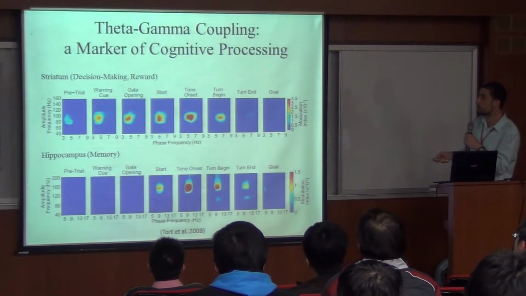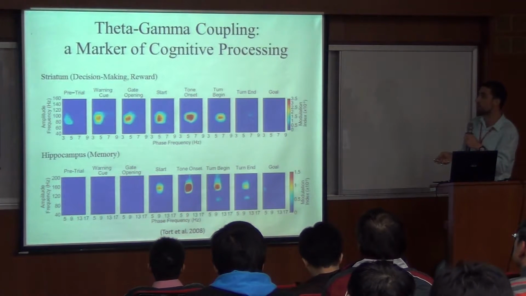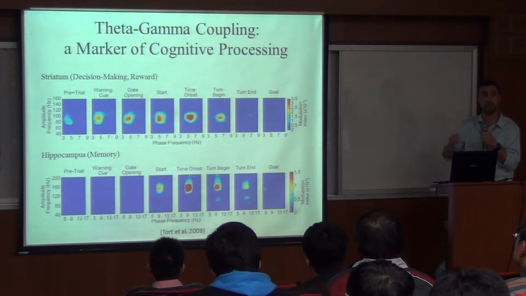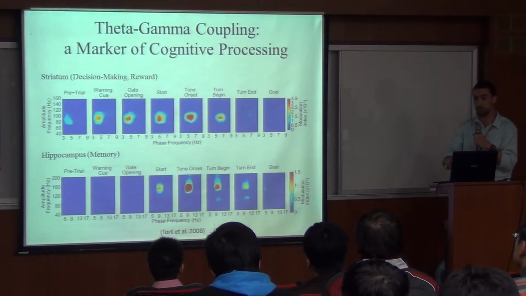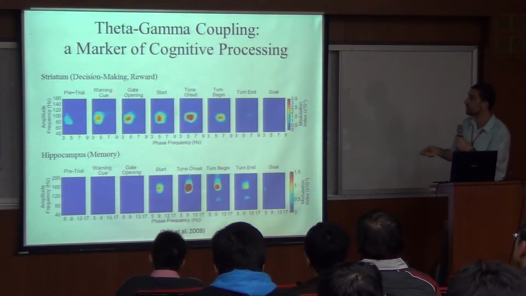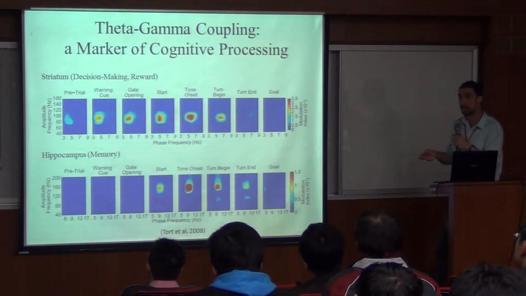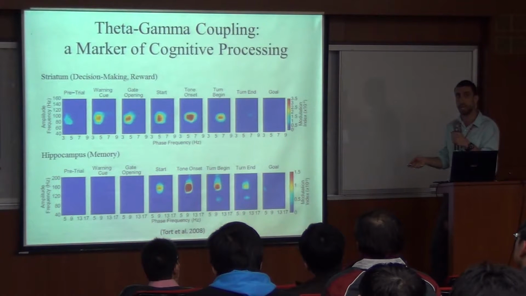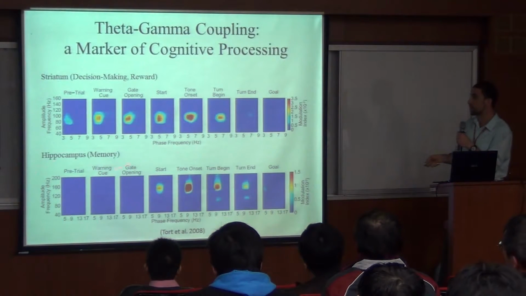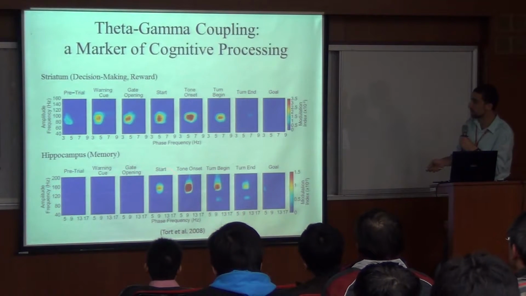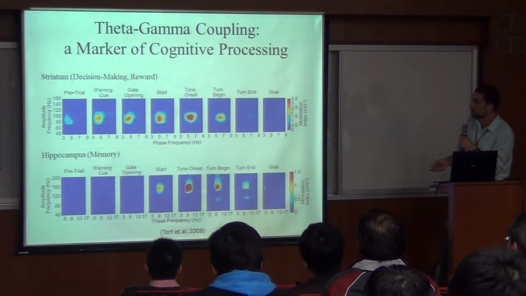Here are comodulograms calculated from 30-second epochs from each of the different sections of the maze. So you can see these are comodulograms calculated from local field potentials recorded from the striatum, which is involved in decision-making and reward processes, and from the hippocampus. So let's look at the hippocampus first, actually.